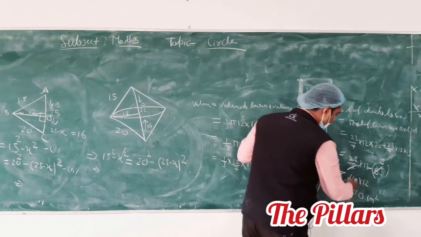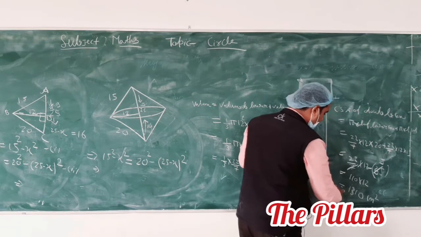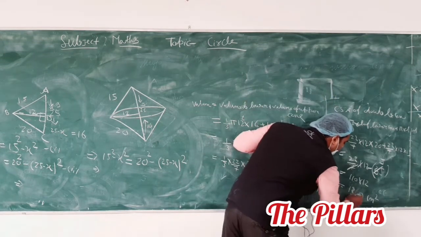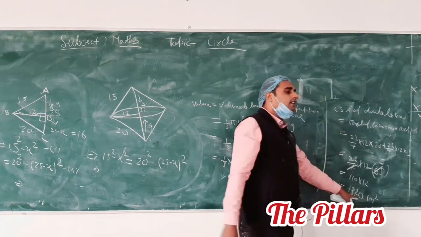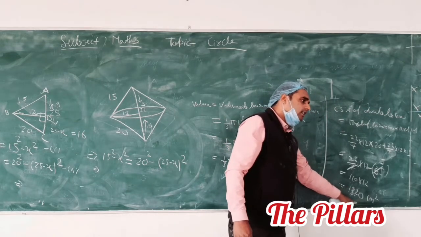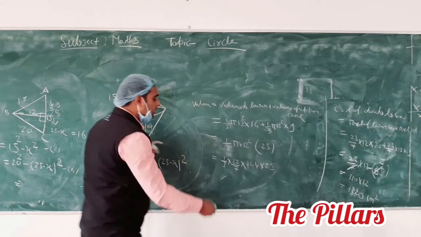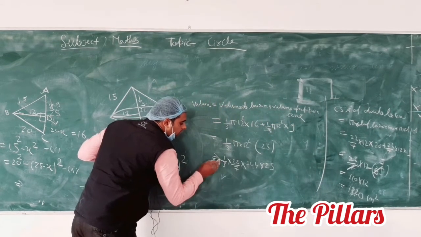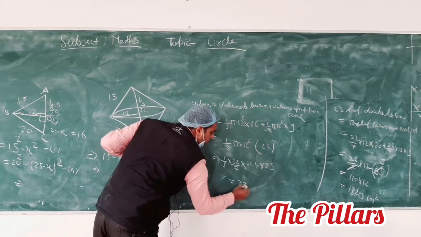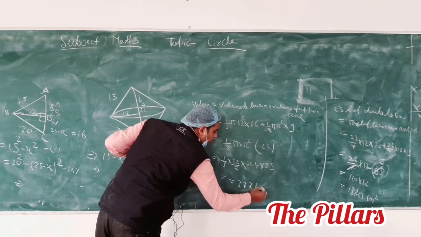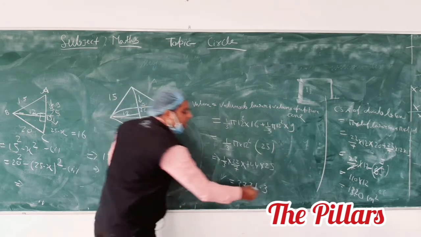The CSA is 1320 centimeter square, and you have to calculate the total surface area. The volume is 3771.3 centimeter cube.